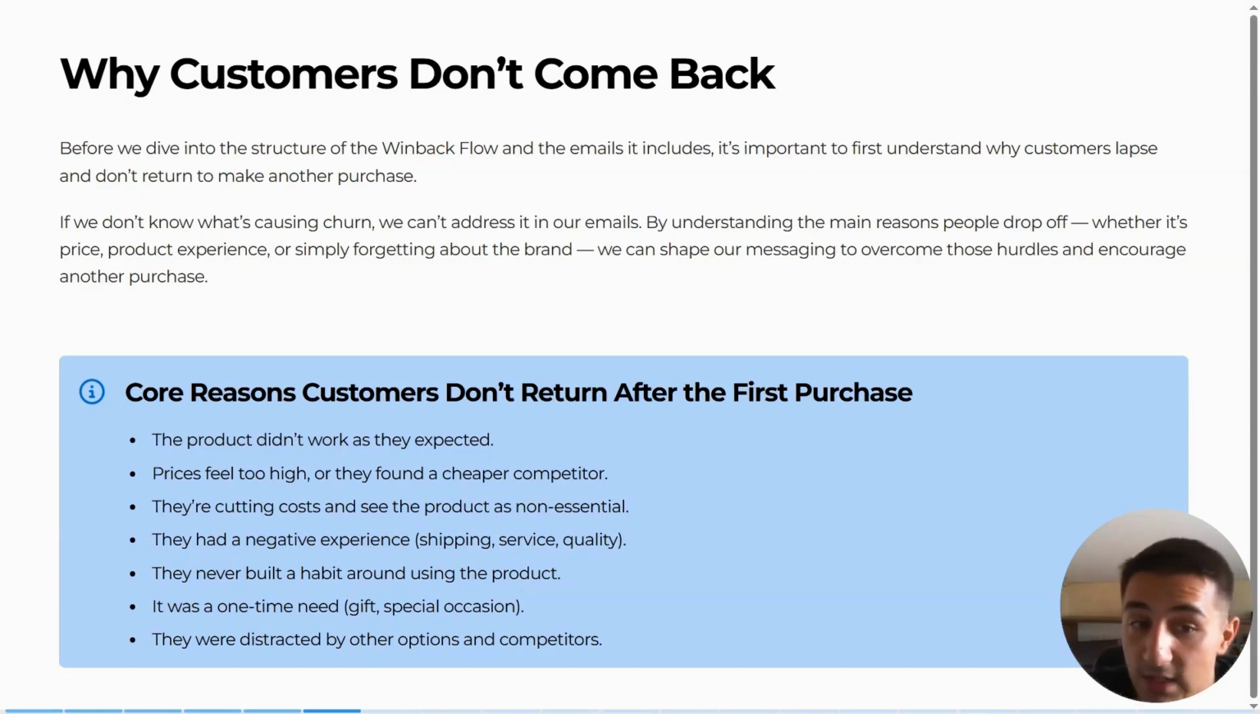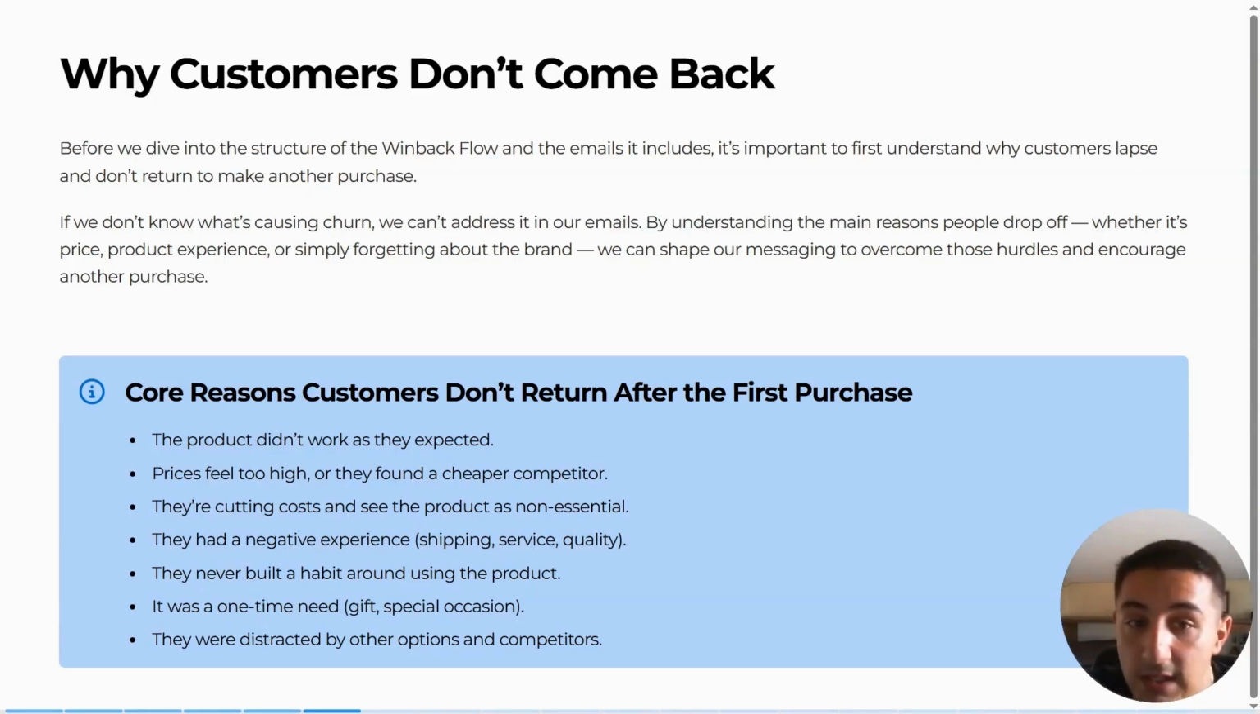And another reason is habit. So if the product never became part of their routine, it just gets forgotten. Sometimes it's simply a one-time need, like a gift or a special occasion. Finally, distraction. So the market is crowded, competitors are everywhere, and it's easy for people to forget about you and try something new. So these are some of the main factors.